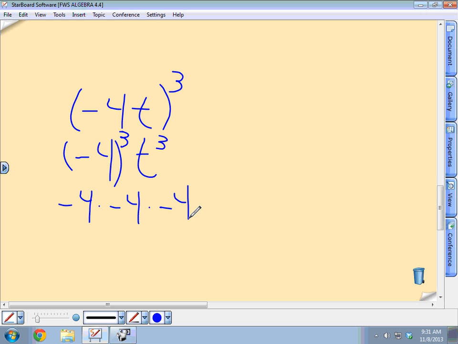Isn't it 64? 4 times 4 times 4 is 64. Is it going to be positive or negative? Negative, because you have an odd number of negative signs, right? Okay, everyone got that? Negative 64.